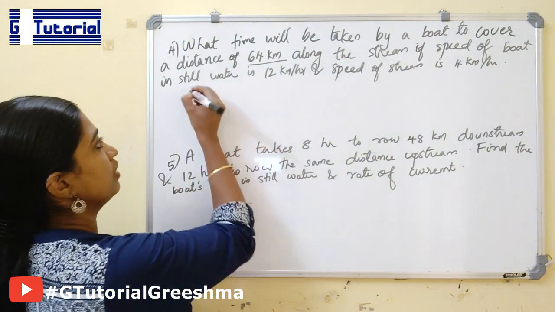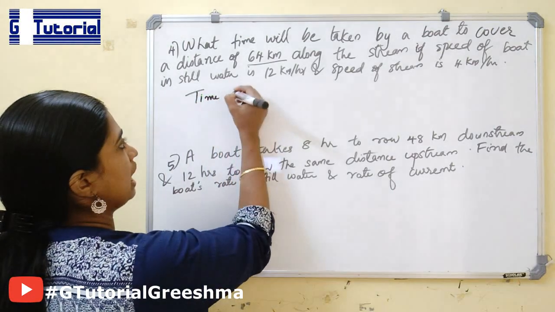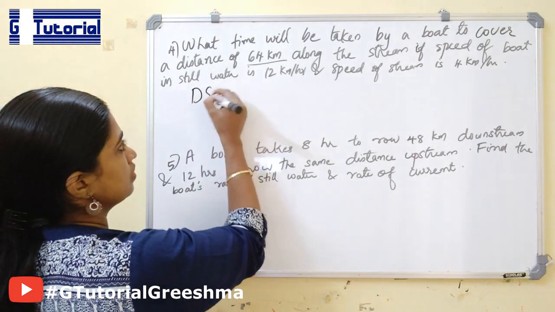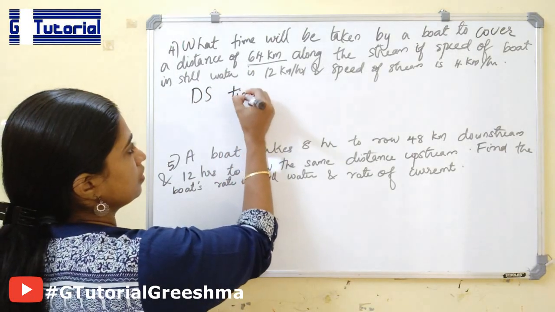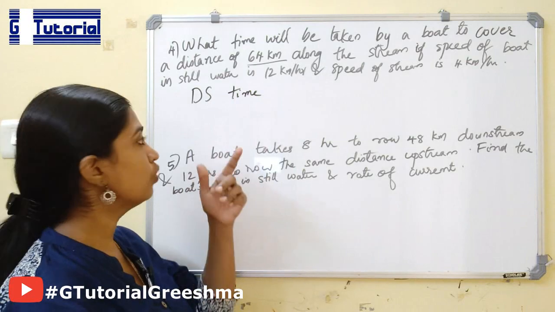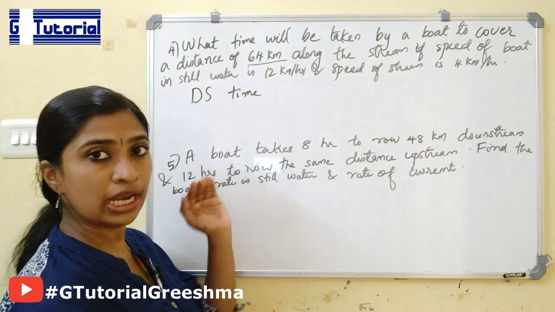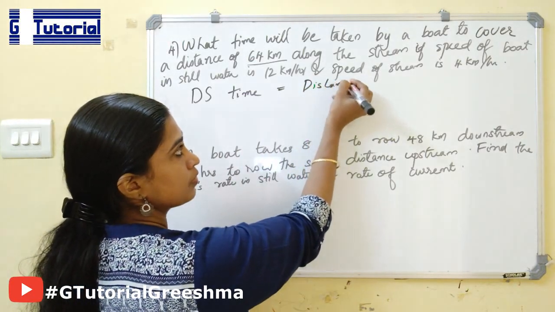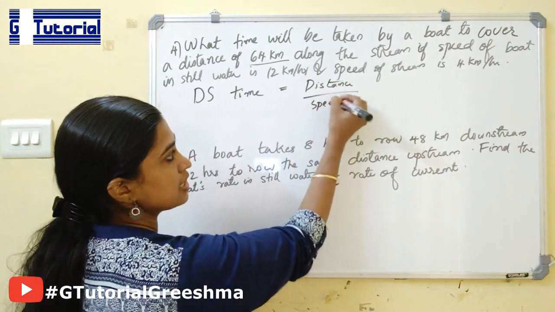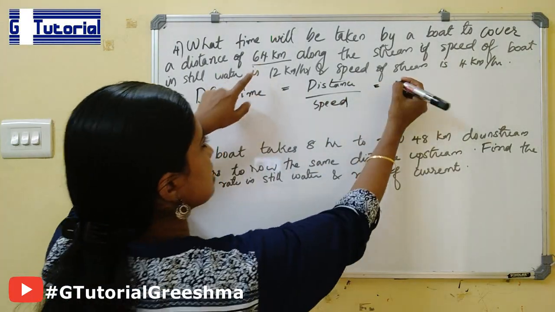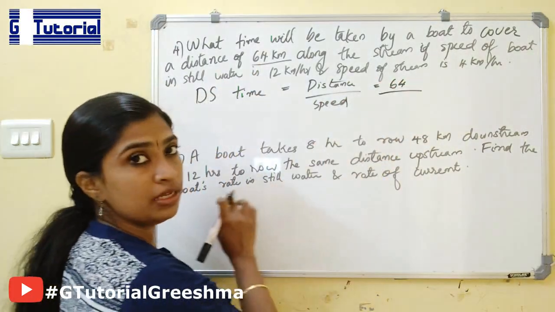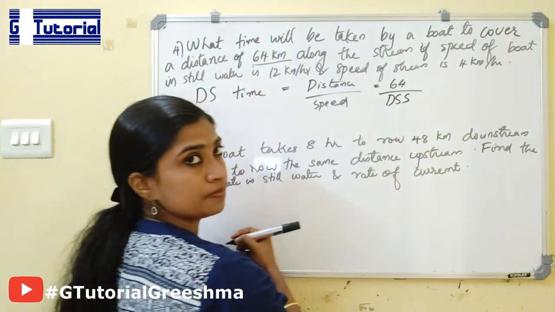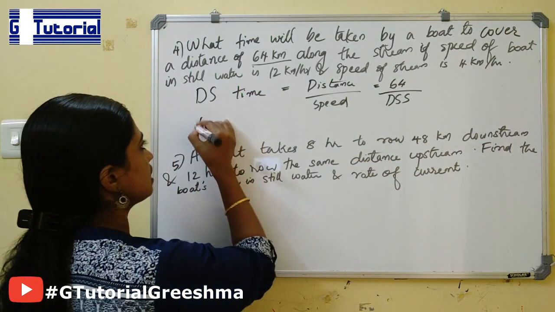So what you have to find? You have to find the downstream time. Time to move in the direction along the stream. So time is always distance by speed. In this case, distance is given. Distance is 64 km and the speed should be, it is moving downstream. So downstream speed. So first thing you have to find is downstream speed.